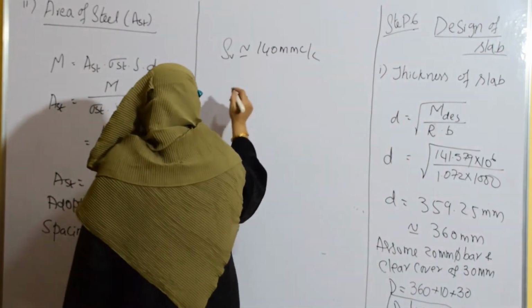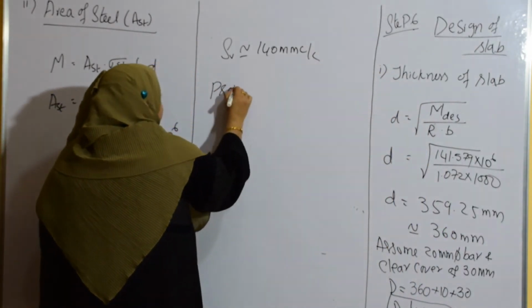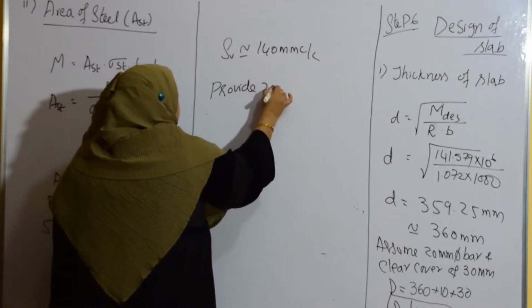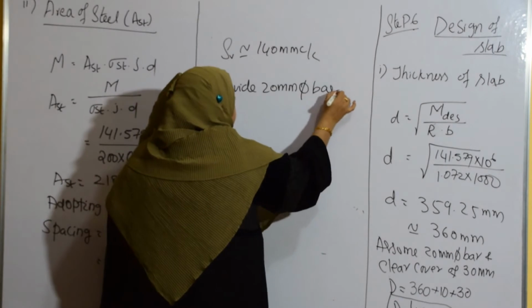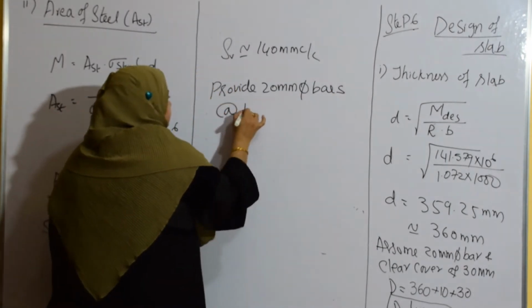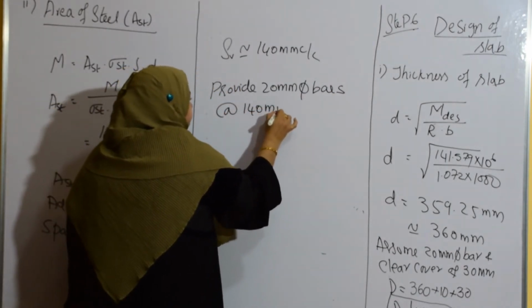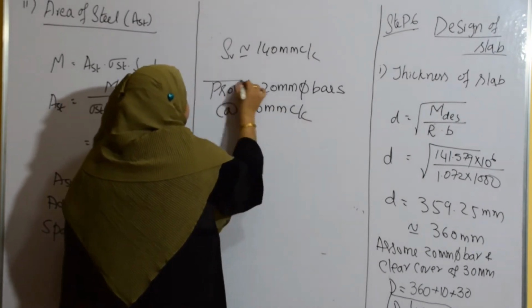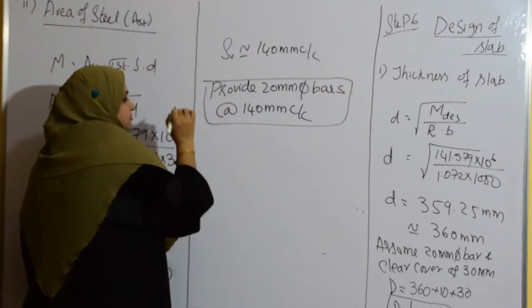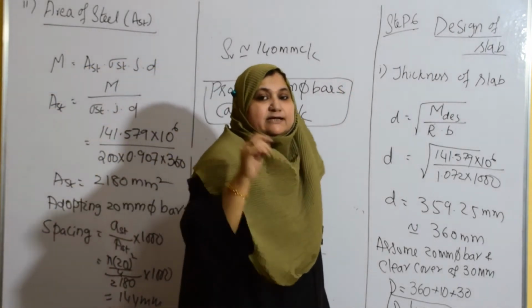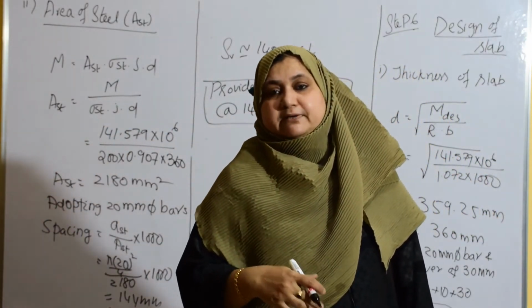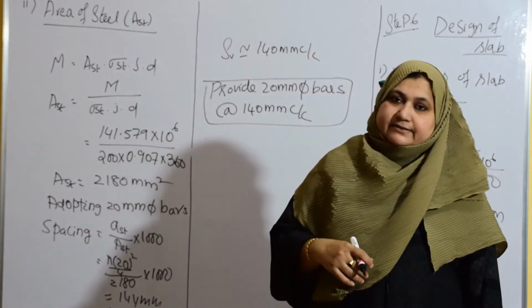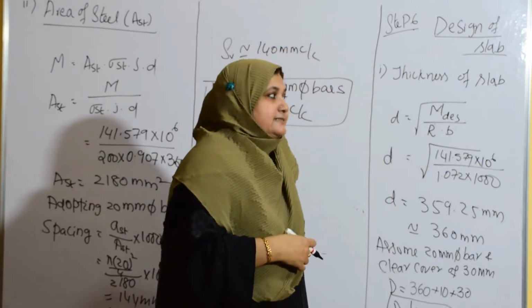So finally you have to write a statement: provide 20 mm dia bars at 140 mm center to center. So this is the design of main steel. The supervisor, whoever is in charge of that site, will understand that he needs to supervise the work for 20 mm dia bar at 140 mm center to center. So the second design is completed.